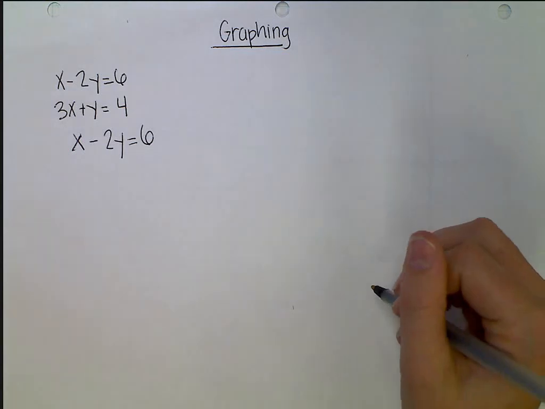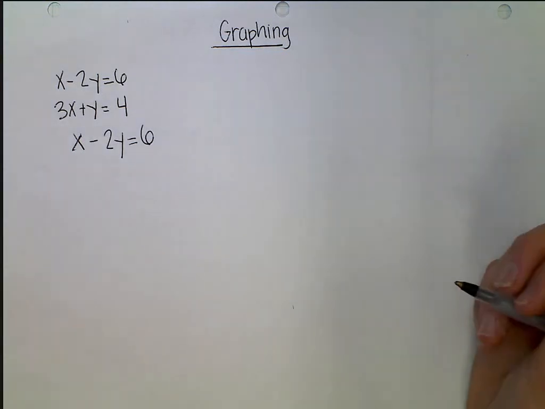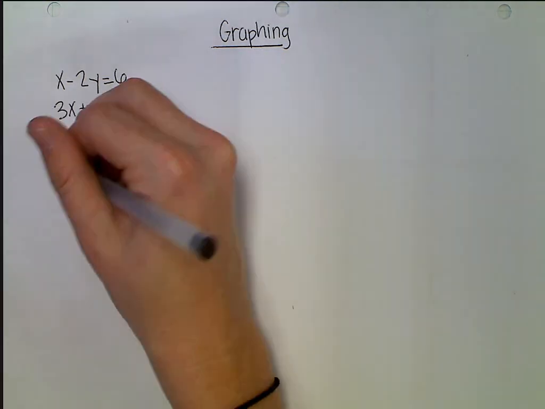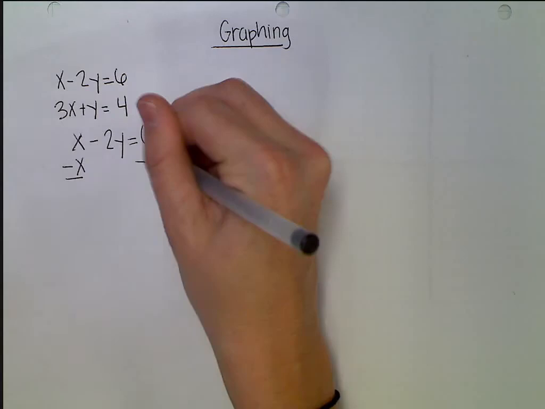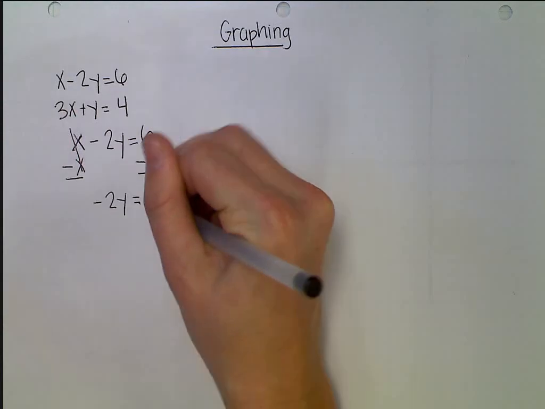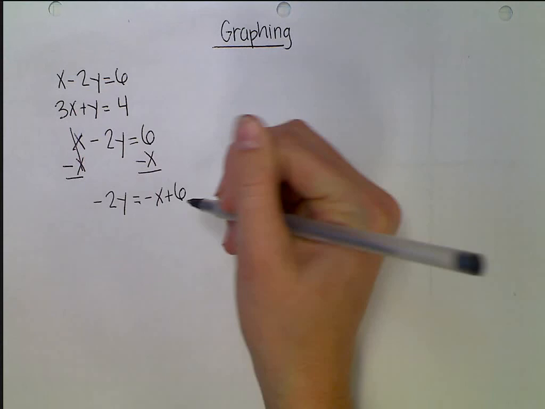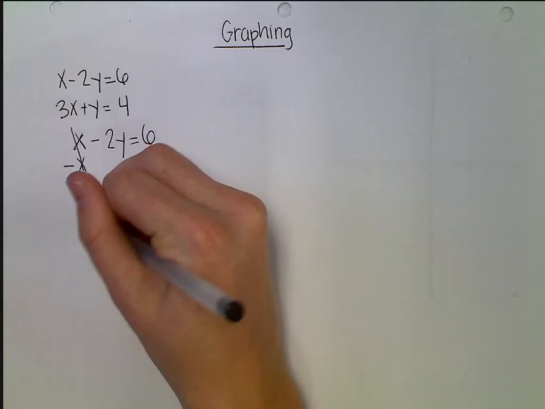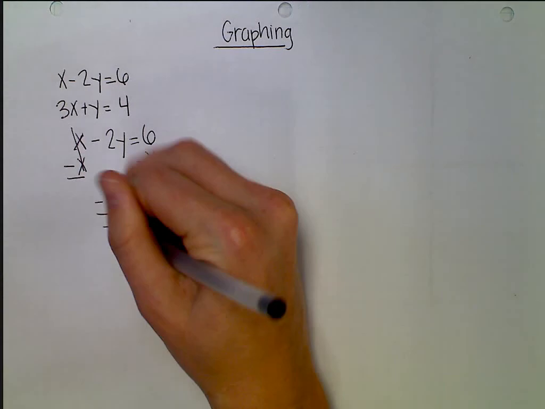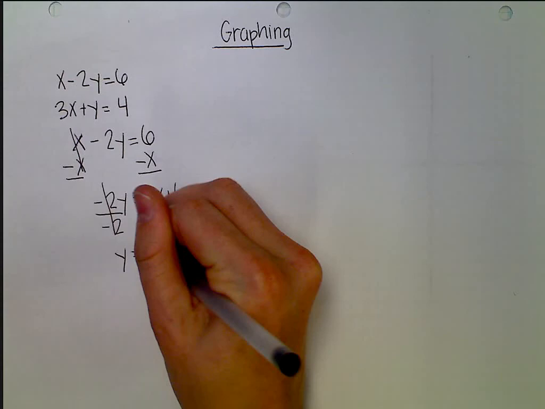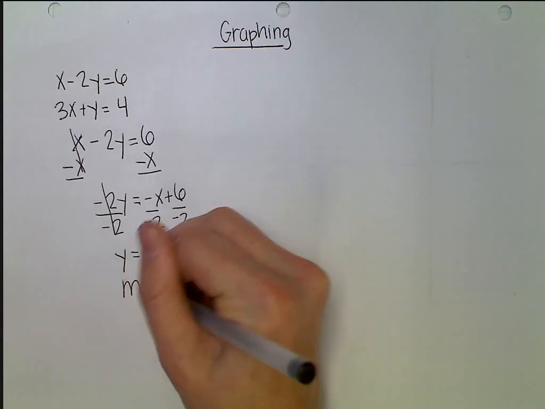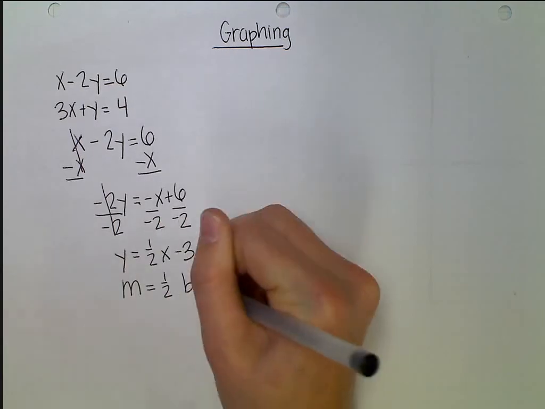Remember, slope-intercept form is y equals mx plus b. We can subtract x from both sides, and divide both sides by negative 2. This lets me know that my slope will be 1/2 and my y-intercept is negative 3.